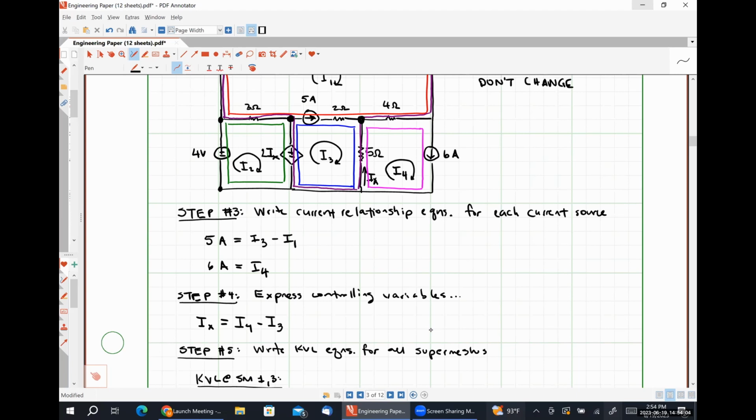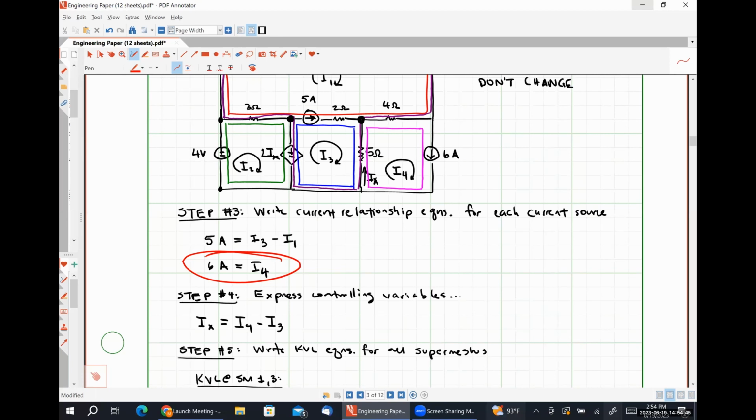We didn't write an equation for mesh 4, or did we? I4 is just 6 amps. Right. So this is our equation for I4, for mesh 4. The reason that we can get away with not writing any Kirchhoff's voltage law equation is because that current source lies on the perimeter or the edge of the circuit. So anytime we have a current source on the edge of the circuit like that, we're never going to write a Kirchhoff's voltage law equation for 2 reasons.